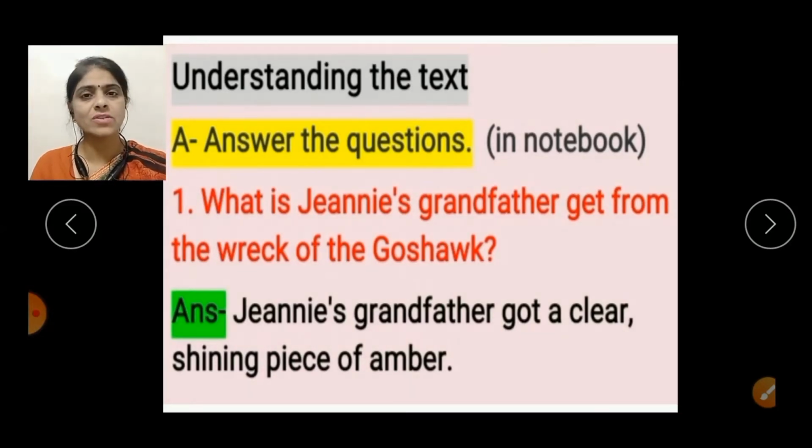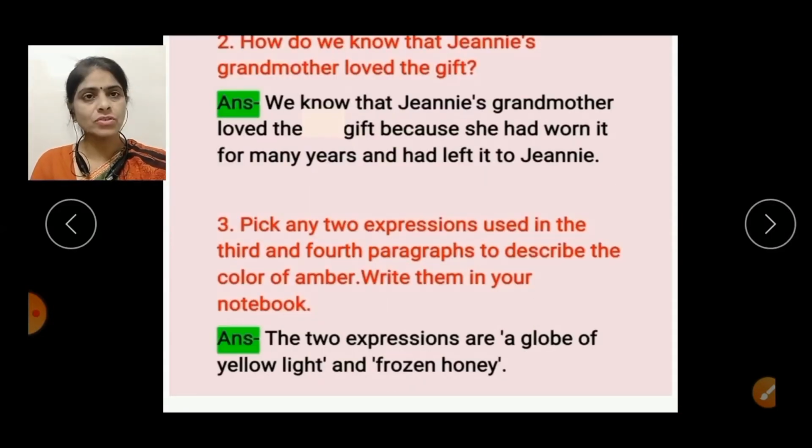Now let's have the next question. The next question is, how do we know that Genie's grandmother loved the gift? So the answer is, we know that Genie's grandmother loved the gift because she had worn it for many years and had left it to Genie.